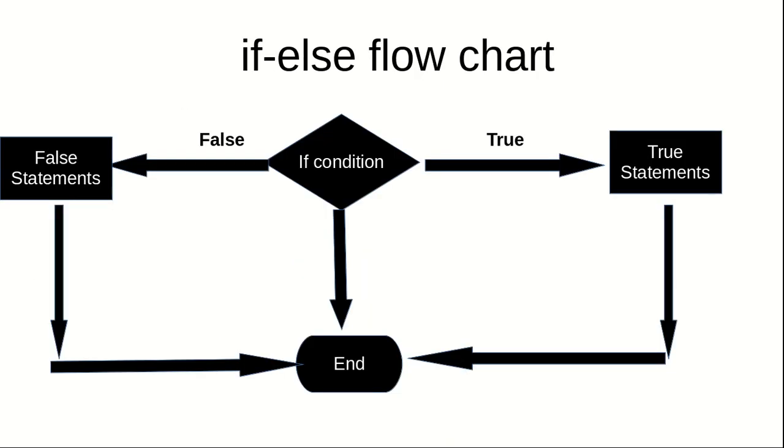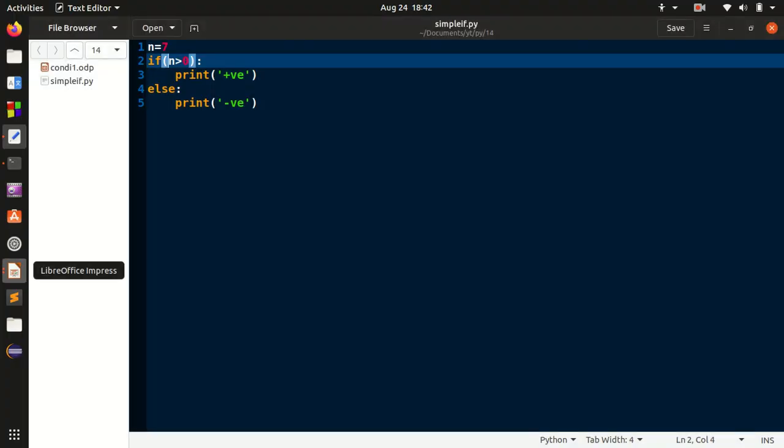So I will show you a flowchart. Here is the flowchart for the if else statement. It will first check the condition. If that condition is true, it will execute the true statements. Else it will go to the false statements and end the program. Okay, so that's how you can use if and if else statements.